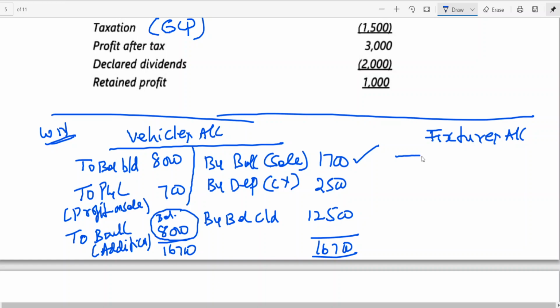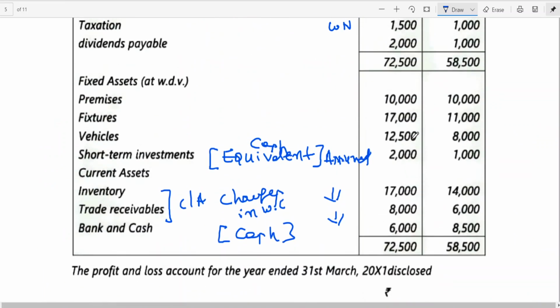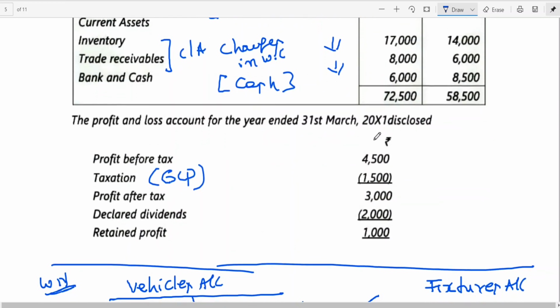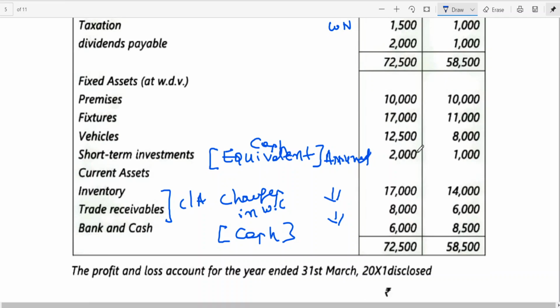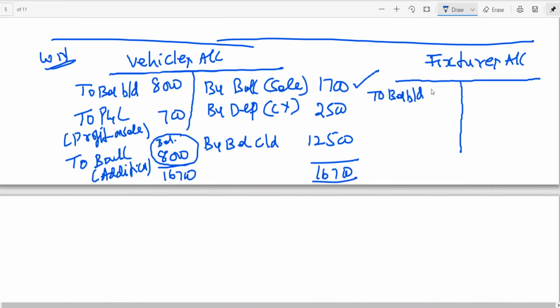I hope you all are following this. We have done it in single entry, how to find out the missing information. Fixtures to balance brought down. You can see fixtures 11,000 opening, 17,000 closing. And as far as premises, opening and closing are the same, so there is no adjustment. Fixtures balance 11,000.